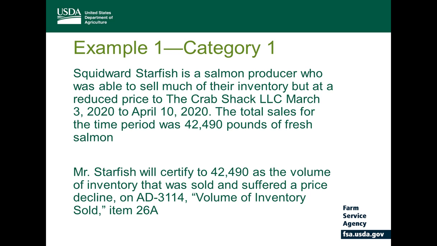So here's an example. Squidward Starfish, as a salmon producer, was able to sell much of their inventory, but at a reduced price, to the Crab Shack LLC on March 3rd of 2020 to April 10th of 2020. The total sales for that time period was 42,490 pounds of fresh salmon. Mr. Starfish will certify to 42,490 as the volume of inventory that was sold and suffered a price decline on the AD 3114 under the volume of inventory sold, which is item 26A.